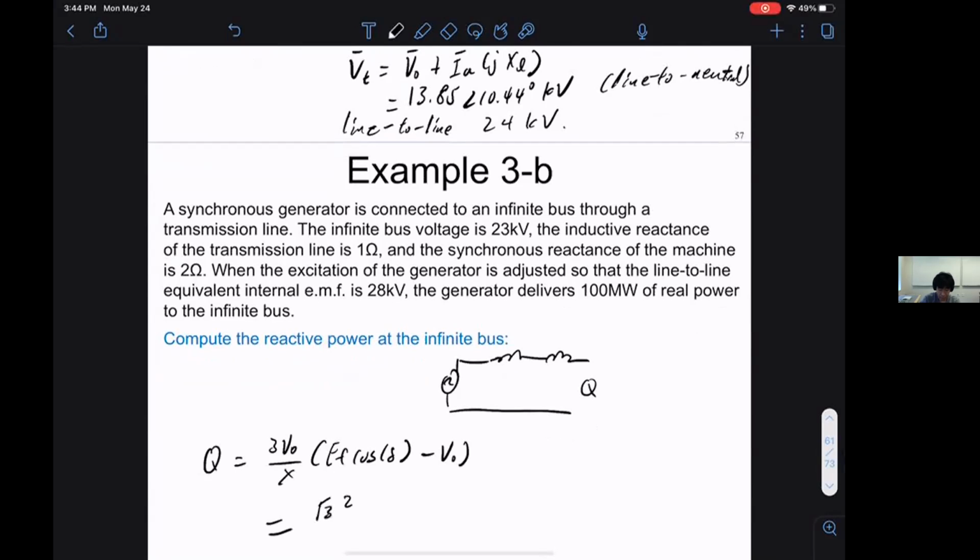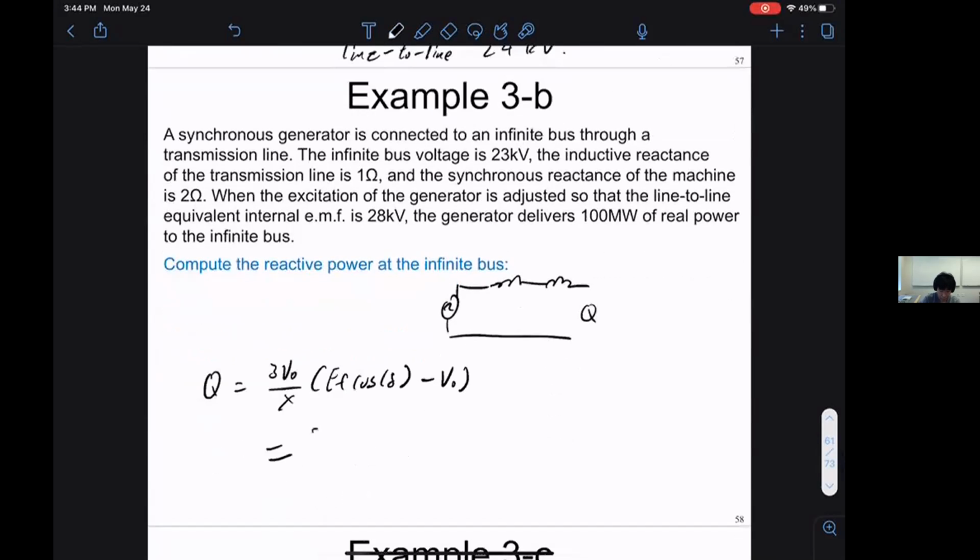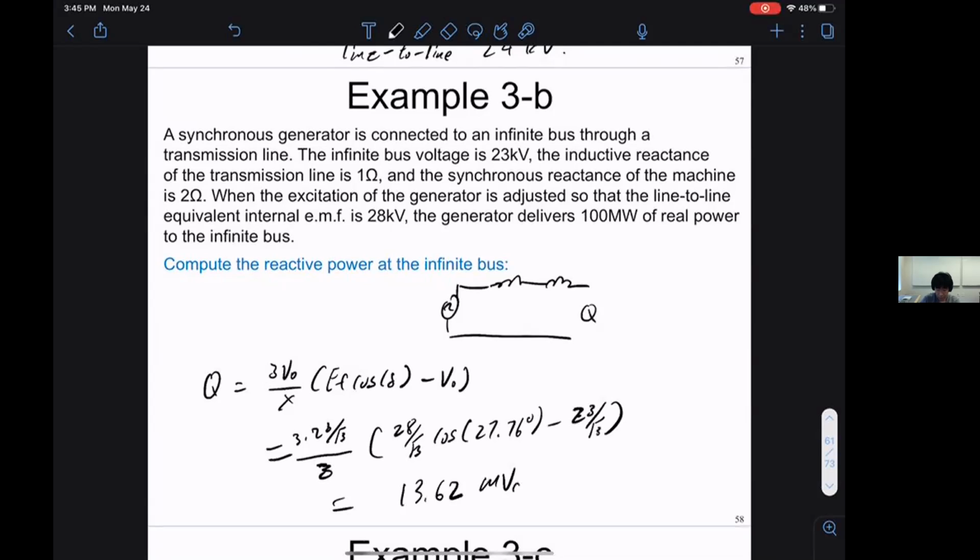So this is √3, 28.23 over √3 times 3 over √3 cosine 27.76 minus 3. Plug all this in, you got 13.62 megawatt. So this is the reactive power you have at the infinite bus.